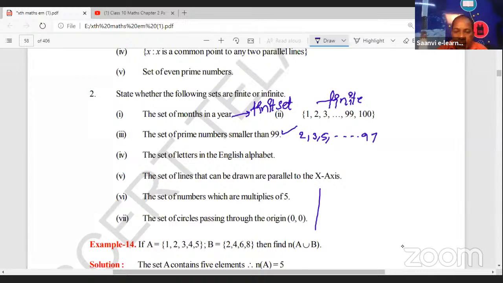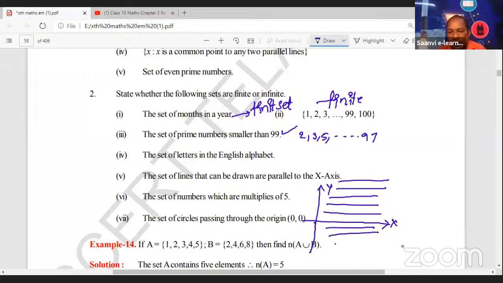So how many lines can we draw parallel to the x-axis? See children, this is the x-axis and this is the y-axis. How many lines can we draw parallel to the x-axis? Can we draw one line, 2 lines, 3 lines, 4 lines, up to 10 lines? How many lines can we draw? Parallel to the x-axis, we can draw so many lines, infinitely.